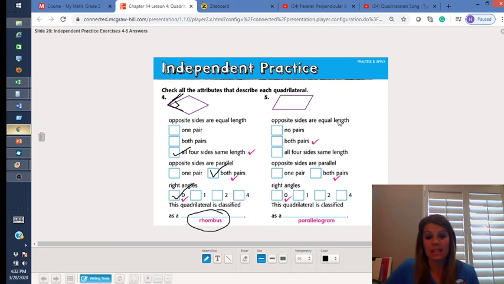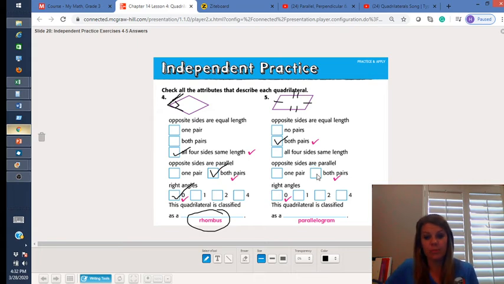This one, opposite sides are equal length. Well, this is equal to this one, and that's equal to this, to the bottom. All 4 sides aren't the same length, and there aren't any pairs that are not the same length. So we have to say this one and this one are the same, and this one and this one are the same. So both pairs have opposite sides of the same length.